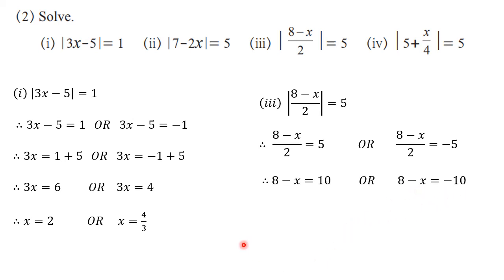Now we want to find the value of x. So here x is negative. So instead of shifting 8 on the RHS, let us shift minus x on the RHS. And 10 we will shift here. So we can write this as 8 minus 10 is equal to x. Similarly here it will be 8 plus 10 is equal to x.